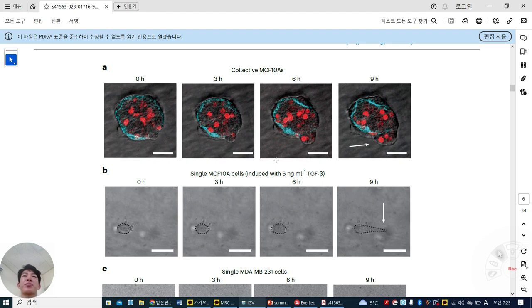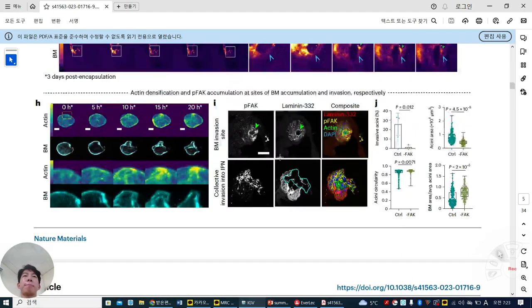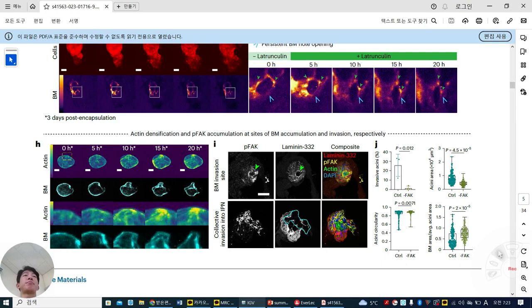Okay. So basal membrane accumulation, what does it mean? Actually, this study continuously tries to say what the meaning of basal membrane accumulation is. When they are accumulated, cells can make the hole, the defect. The basal membrane originally perfectly surrounds each acinus. Once the basal membrane is accumulated at a certain site, they can make the hole.